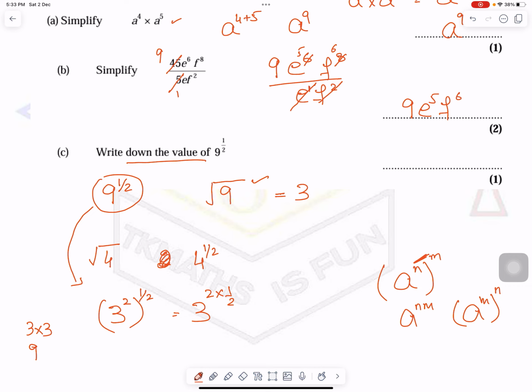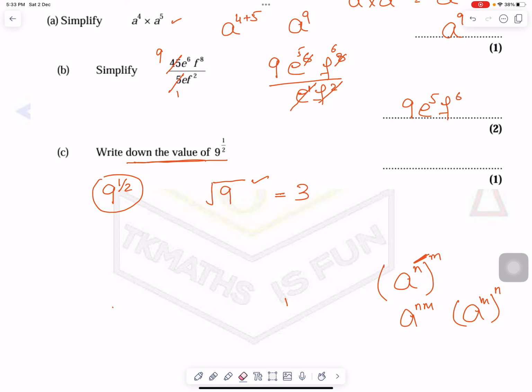Okay. So now the answer of this: write down the value of 9 power half is 3. Because if somebody is doing like this, he can cancel 2 by 2 and he will be left with 3 power 1. Right? So this is the way to solve it. Now let's see 2 more parts. Then I will finish this video.